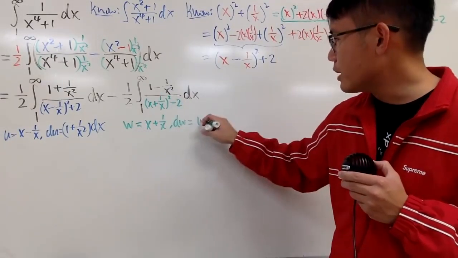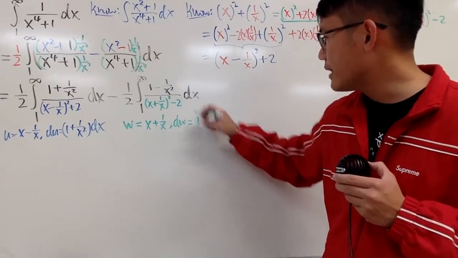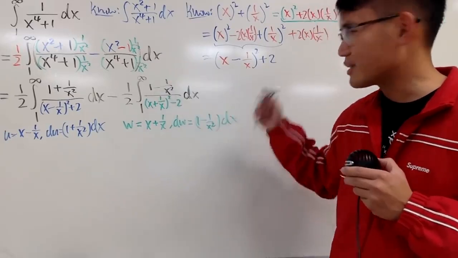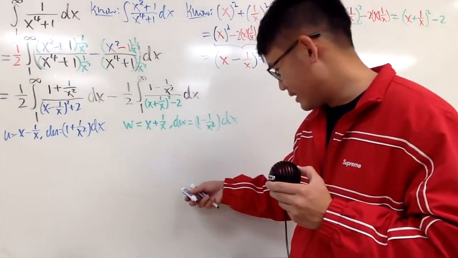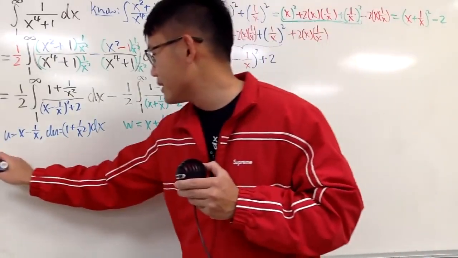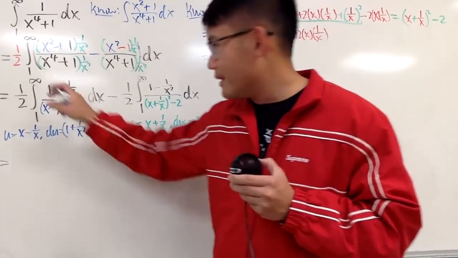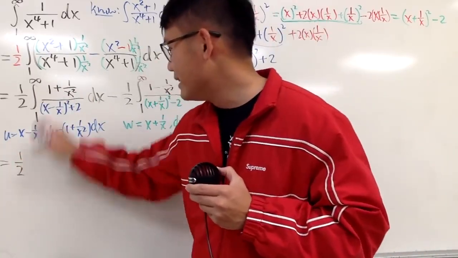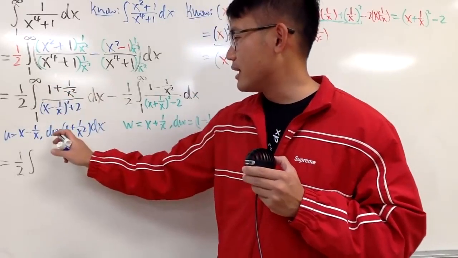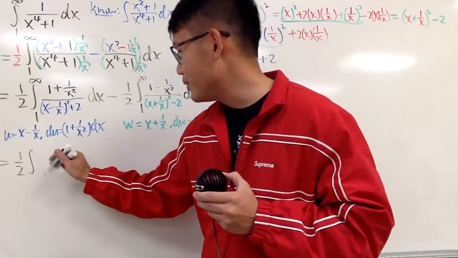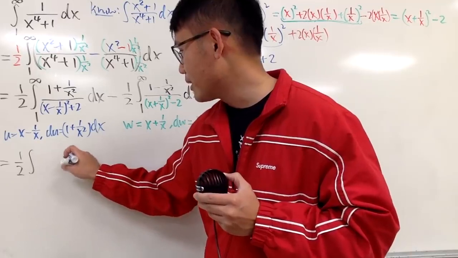And then differentiate this, you get minus 1 over x squared, and that's going to be the top as well, so that's good. Now we have 1/2, and this is still the integral. The top right here is the du now, so just put down du in blue, right here on the side.